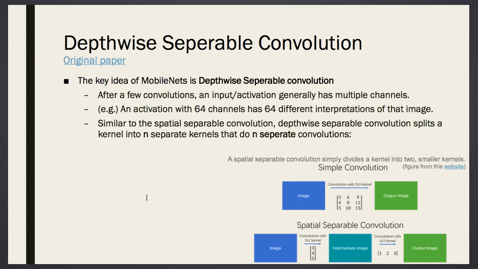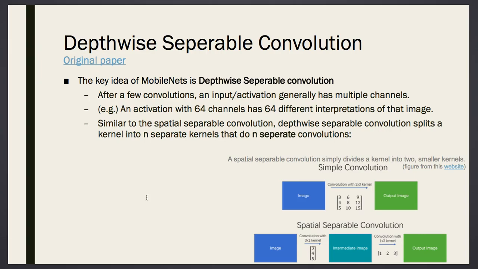Very good. So an activation with 64 channels has 64 different interpretations of that image. What does this mean? Actually, each depth represents a type of abstract feature. Just like one depth finding the edges of the image, the other depth finding the horizontal edges, the other one finding the blobs in the image, the other one finding the red parts of the image. So they are trying to get abstract features from the images.